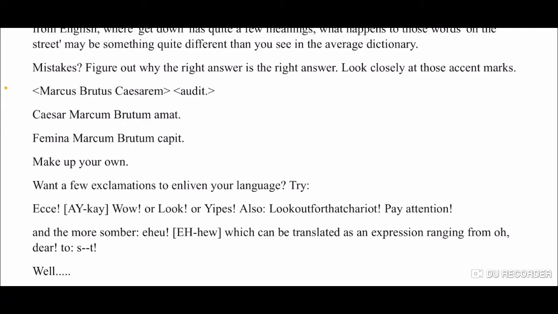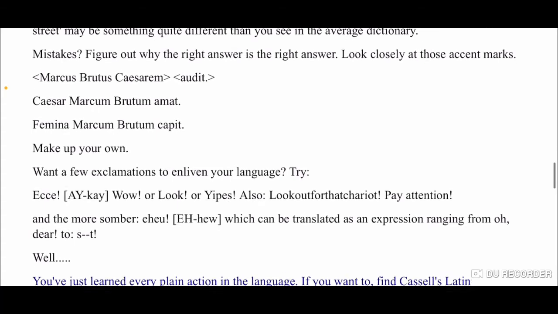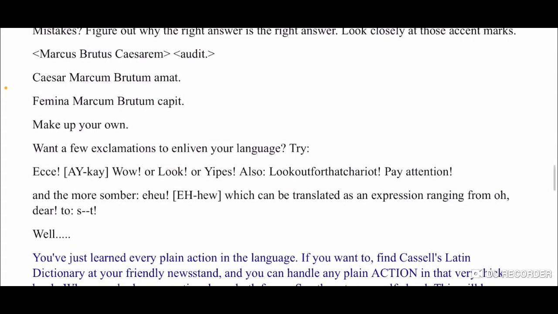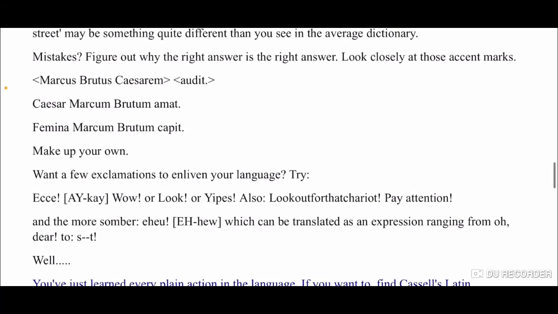Mistakes: figure out why the right answer is the right answer. Look closely at the accent marks. Marcus Brutus Caesarem audit. Caesar Marcum Brutum amat. So we got Marcus Brutus.